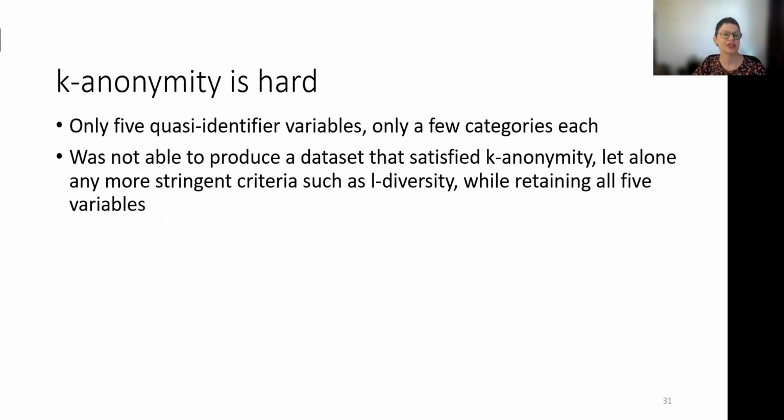K-anonymity is really hard. It's a hard bar to meet. We only had 5 quasi-identifier variables. We only had a few categories on these variables. This really wasn't a hugely detailed data set. And yet we could not produce a data set that satisfied K-anonymity well with all these 5 variables without doing more work.